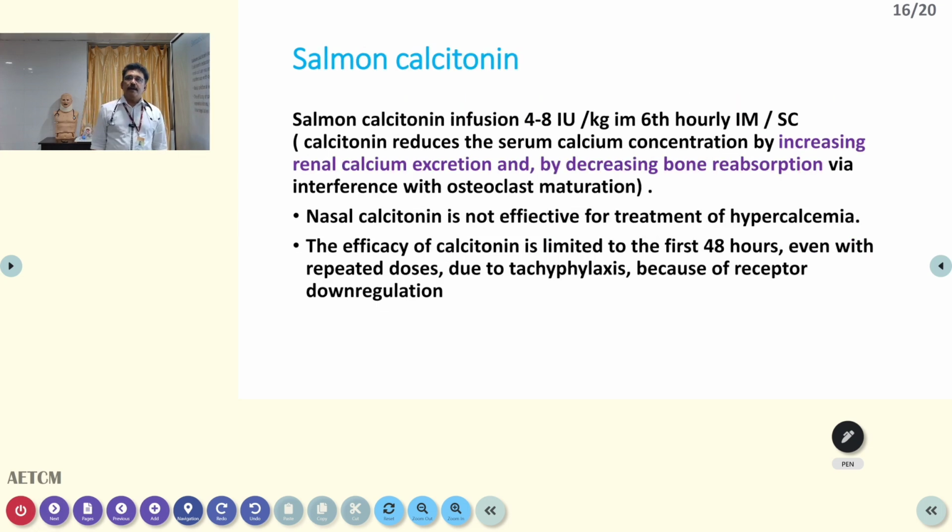Salmon calcitonin can also be given in patients who have hypercalcemia. 4 to 8 international units per kg IM. That is an important thing. Salmon calcitonin can be given as a nasal spray, but here it is not. Nasal spray is not effective in treating hypercalcemia. That is effective in osteoporosis, not here. So 4 to 8 international units per kg IM 6th hourly should be started. It increases the renal calcium excretion and decreases the bone resorption. So two actions are there.